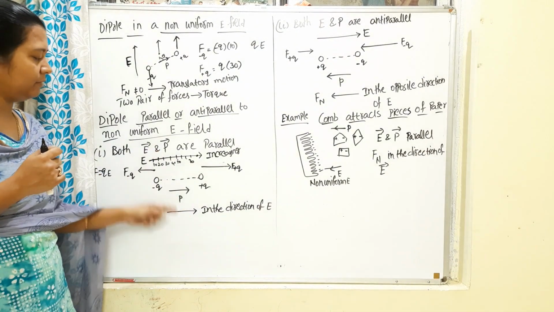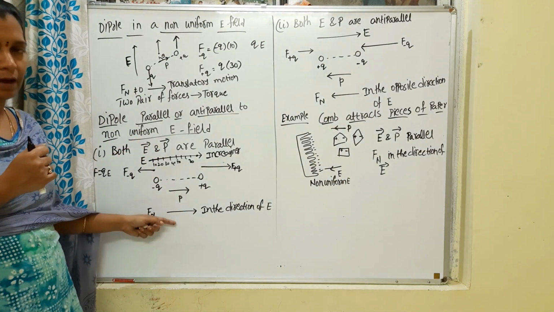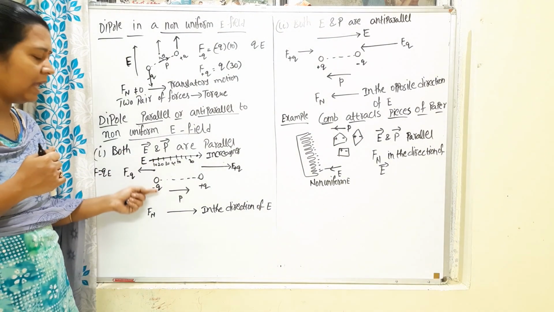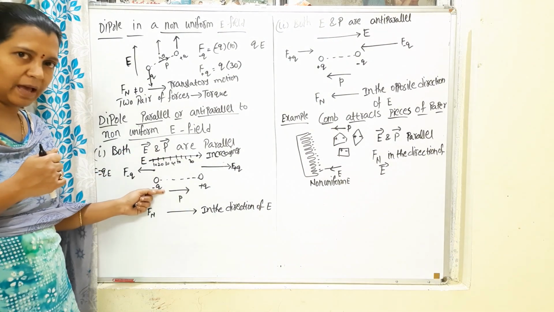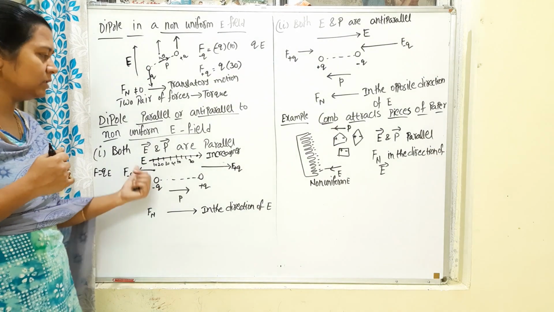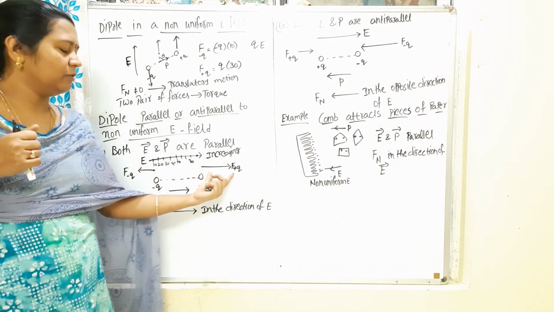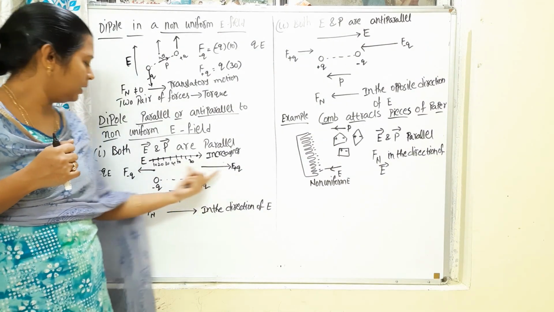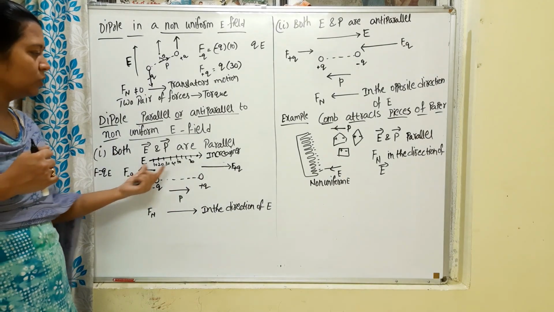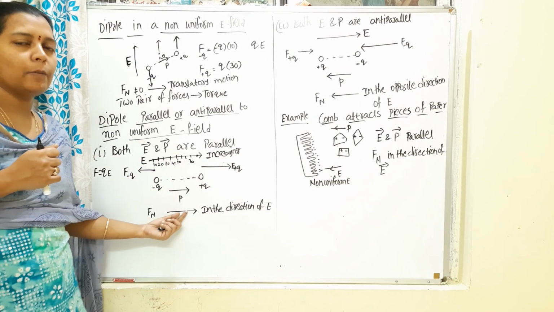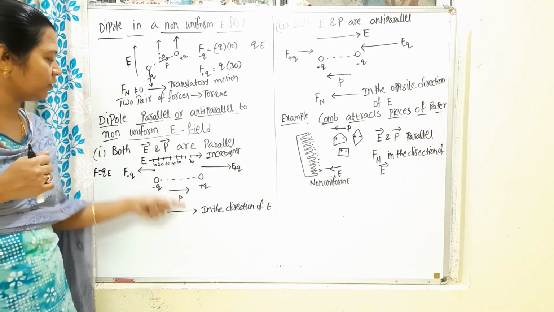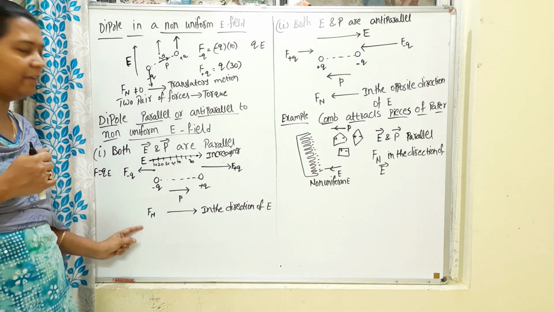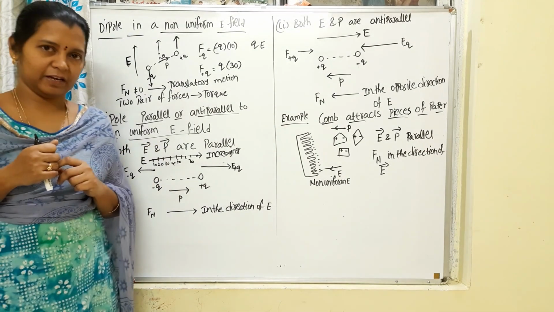In this case, if E and P are parallel, the electric field and the dipole are both parallel to each other. The force on the plus q charge is more than the force on the minus q charge. So the net force is pointing in the direction of the electric field. Both E and Fn are in the same direction.